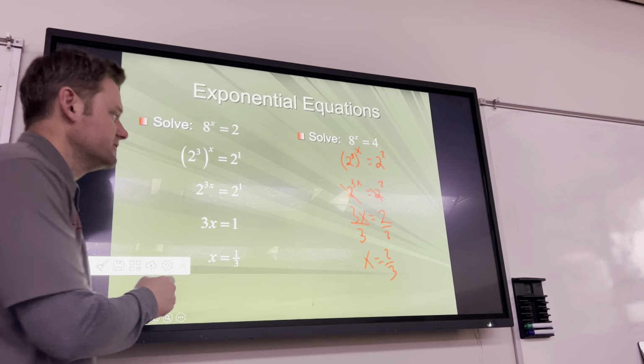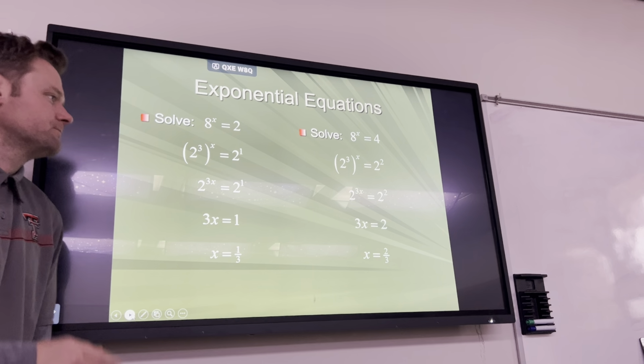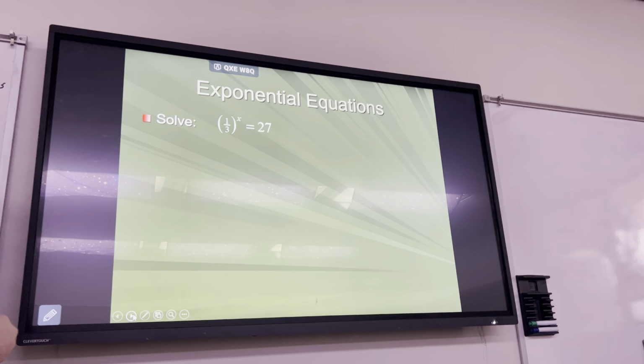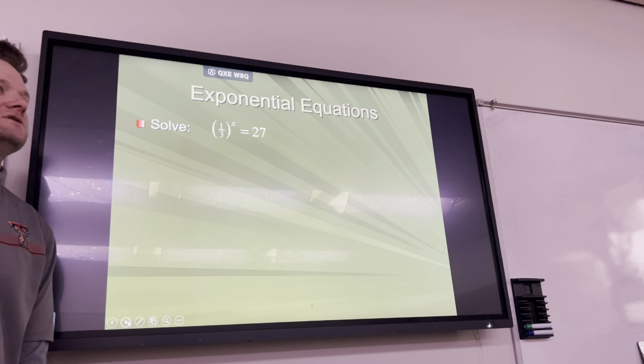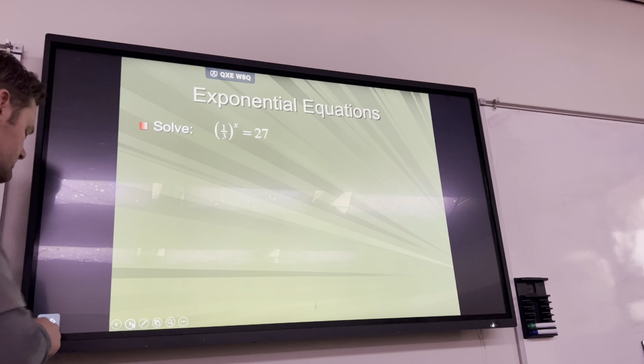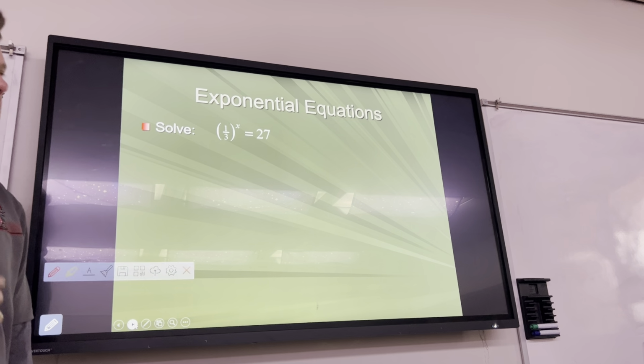All right, hopefully that's clicked through over there. Good. All right, let's do a few more examples. Now I have (1/3)^x = 27. Well, how can I rewrite this?